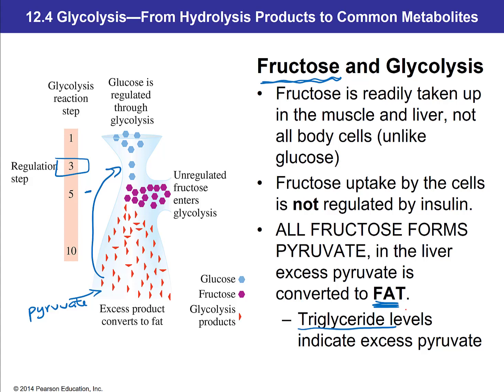It'll actually take pyruvate and build triglycerides. It'll build fat, and where does it send that fat? To your adipose tissue, right? To subcutaneous tissue, to deep organ tissue. So excess pyruvate ends up becoming triglycerides. And so if you've been to the doctor and they say, oh, your triglyceride levels are high, that doesn't necessarily mean that you've been eating a lot of fat. It could also mean you've been eating a lot of fructose.